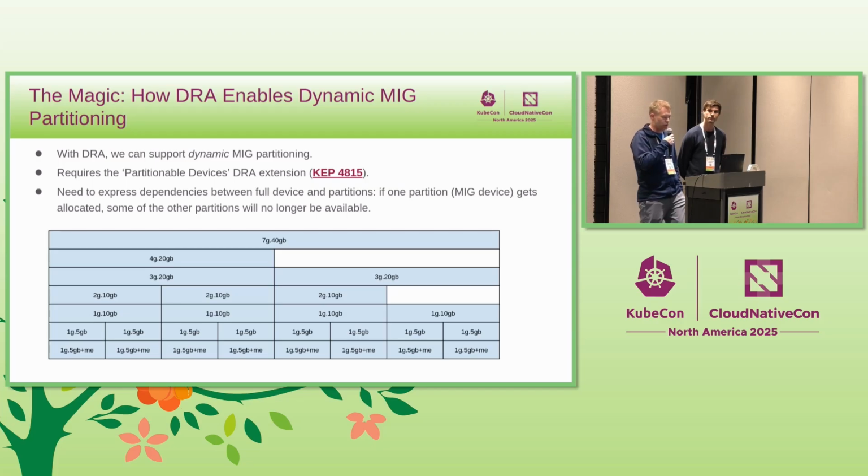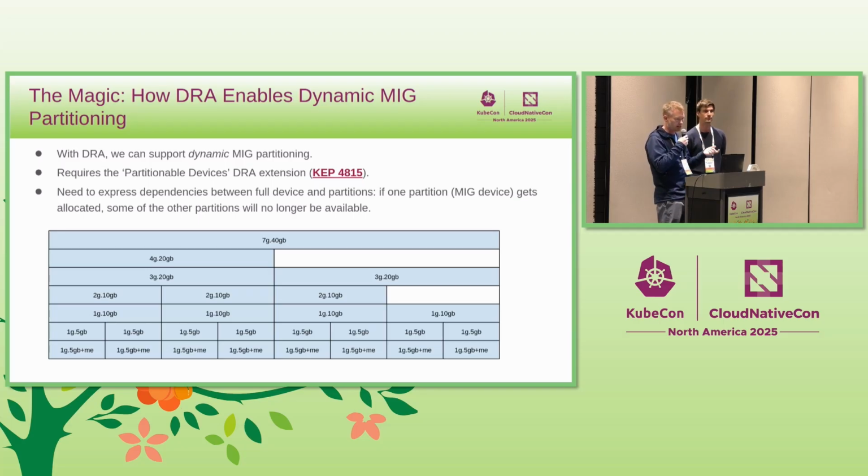And with the array, we can do dynamic MIG partitioning. However, with the core DRA features, it's not sufficient to do this. And for this reason, we need the partitionable devices DRA extension. And the reason for this is that with MIGs, we have actually dependencies between the different devices advertised by the driver. So in the example here, you can see an example of an A100 and the different profiles. And we can see that different profiles use the same underlying hardware.